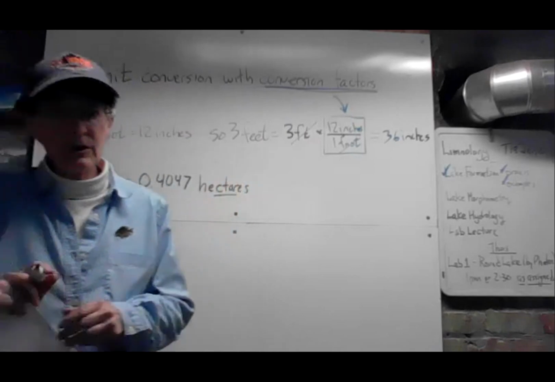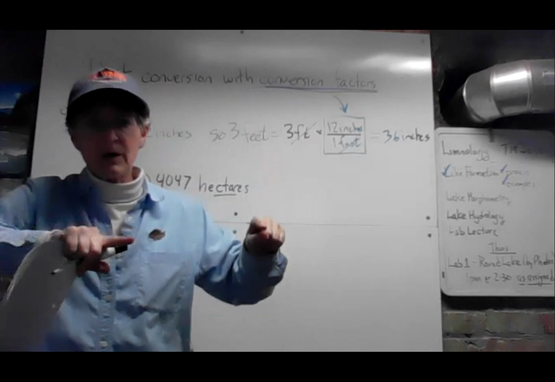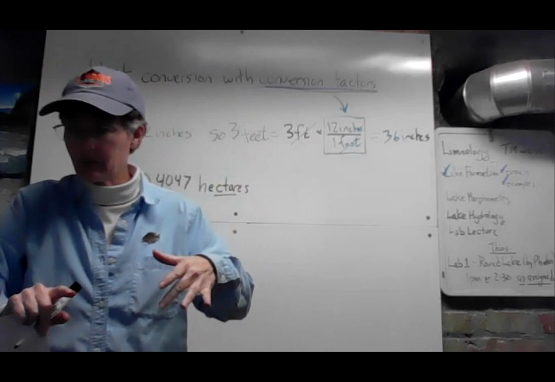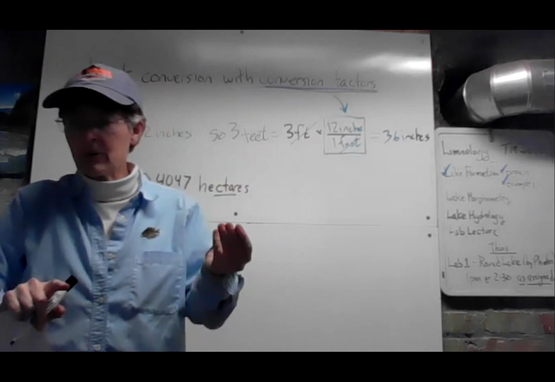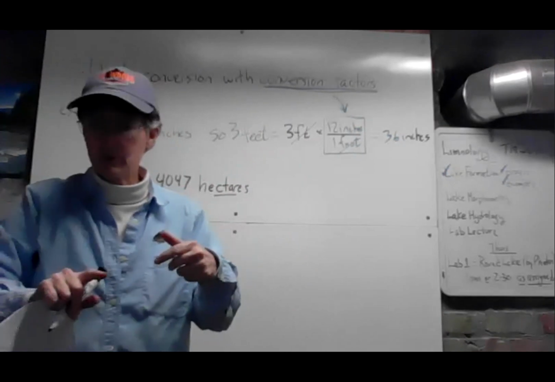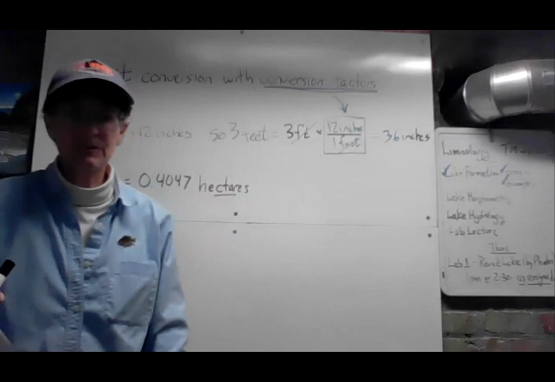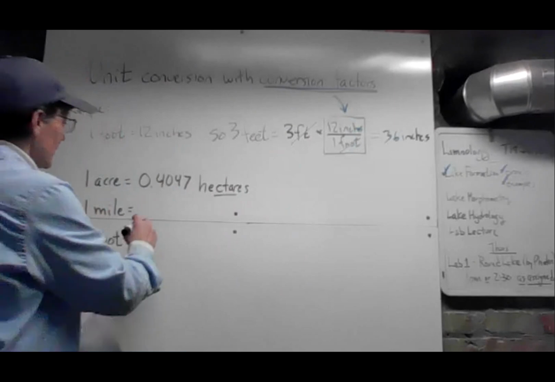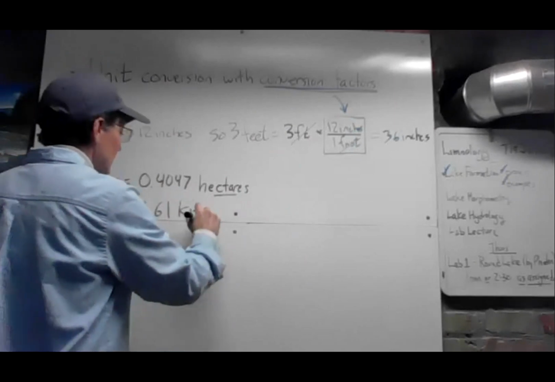And a hectare is an area that is 100 meters by 100 meters. It's a square, 100 meters on each side. So it's 10 to the 4th square meters, 10,000 square meters. And it's a standard unit of measure for things that are about acres in size. 1 mile is 1.61 kilometers.